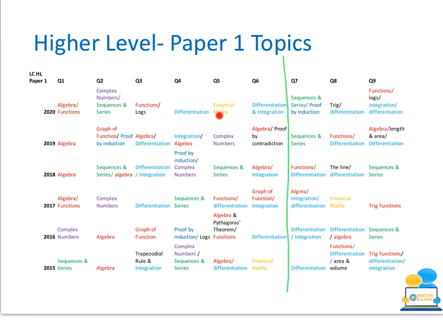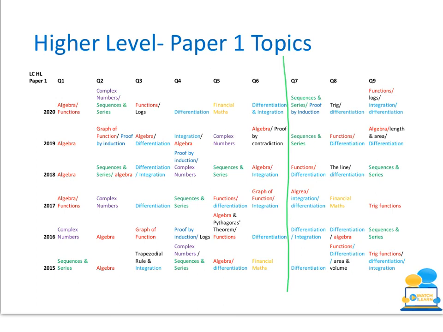Financial maths then we can see came up in 2020, came up in 2017, 2015. So it hasn't featured as heavily every single year, but it is one that comes up every second or third year. It hasn't come up in section B for quite a while, so potentially we could have a section B financial maths question this year. Sequences and series we can see comes up once, if not twice, if not 3 times.